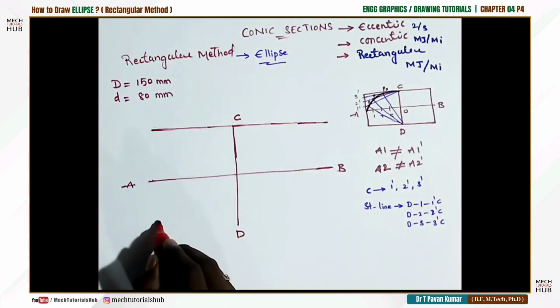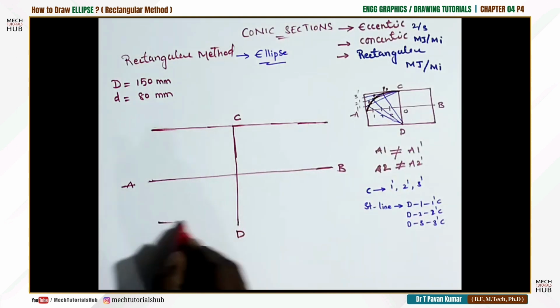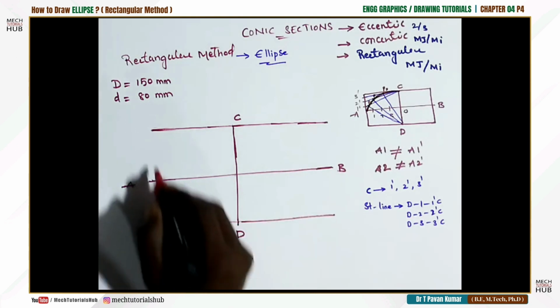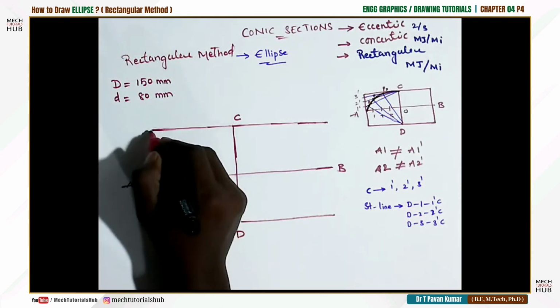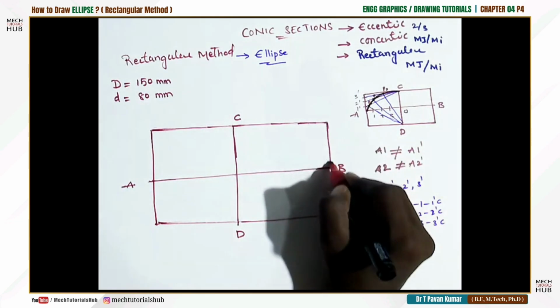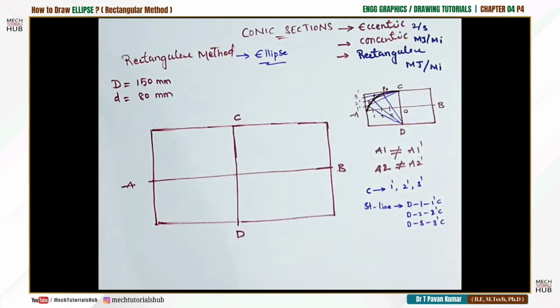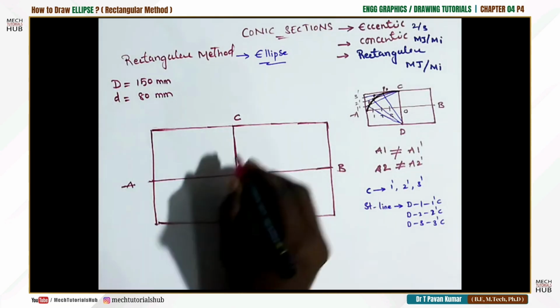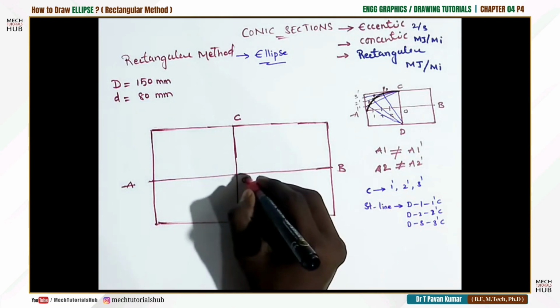Similarly, draw a line parallel to AB passing through point D, and verticals parallel to CD to complete the rectangle. If you use a drafter, this sketch becomes very simple. As I'm drawing freehand, it will take some time. Just to make you understand, I'm drawing simple freehand sketches. The meeting point between AB and CD, let us call O.